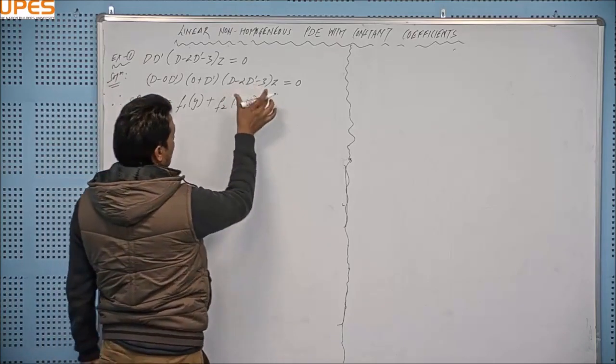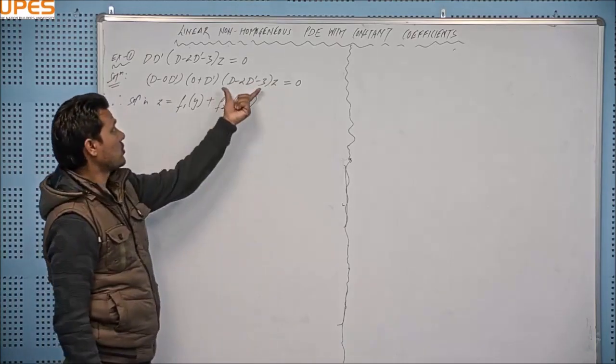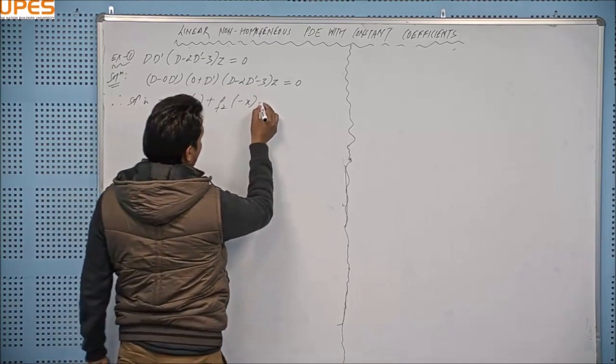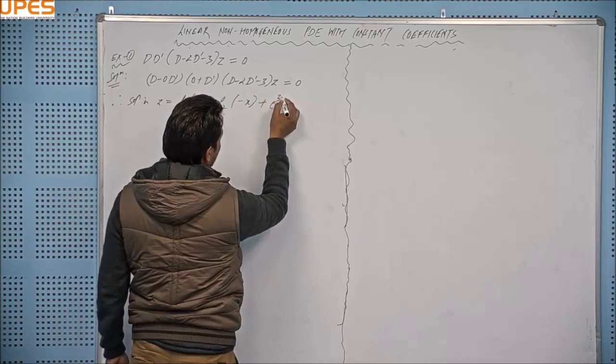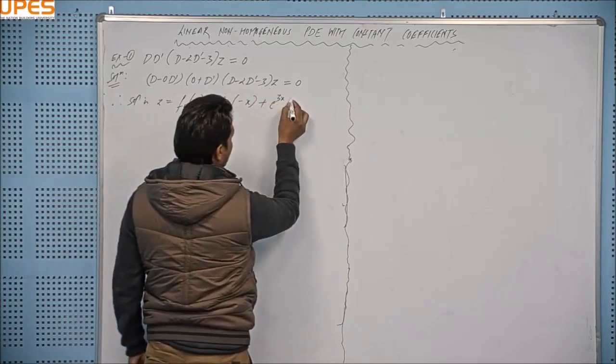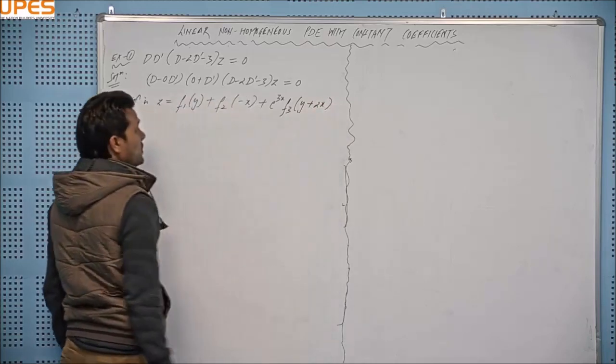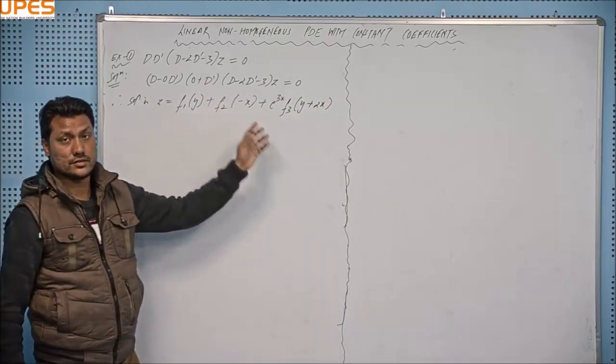And for this one, this is especially the non-homogeneous kind of operator present here, and I should write it as e to the power 3x, and for this one f3 of y plus 2x. So this is the solution containing 3 arbitrary constants, okay.